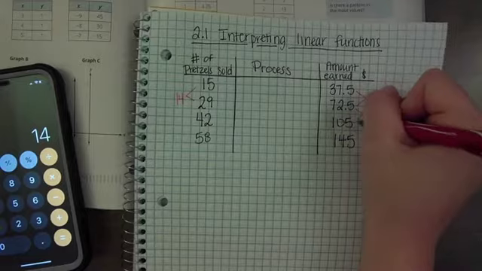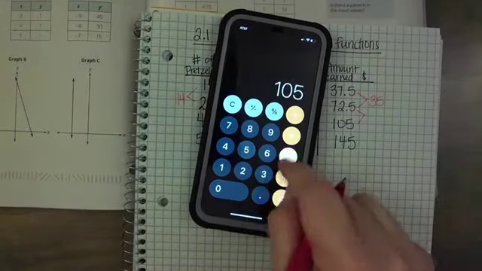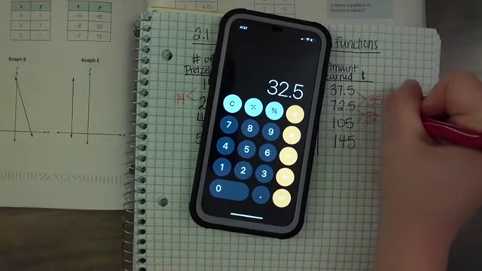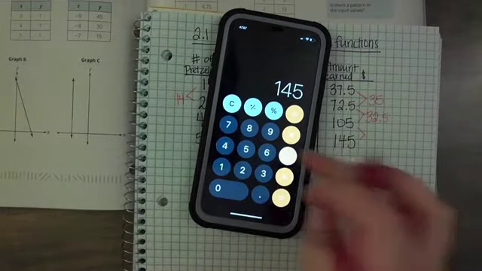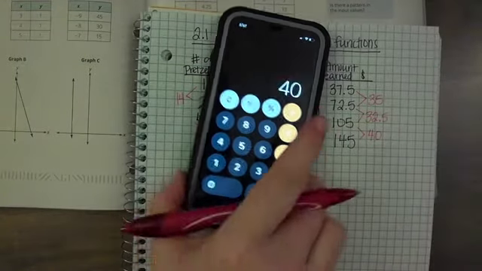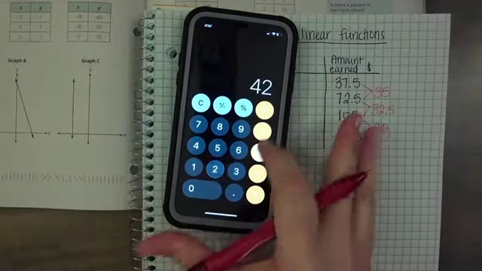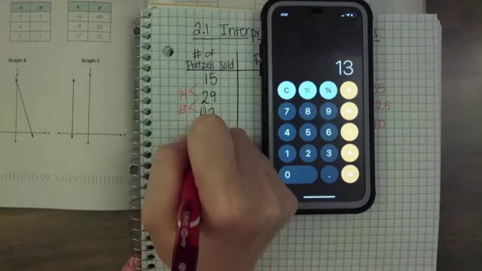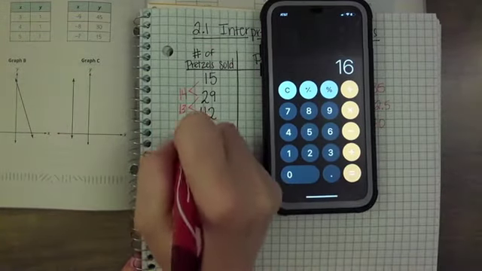We're going to do 72.5 to 105. So 105 minus 72.5 is 32.5. 145 minus 105. I'm just going to go ahead and finish out that side. Okay, then let's do this side. 29 to 42. So 42 minus 29 is 13. 58 minus 42 is 16.